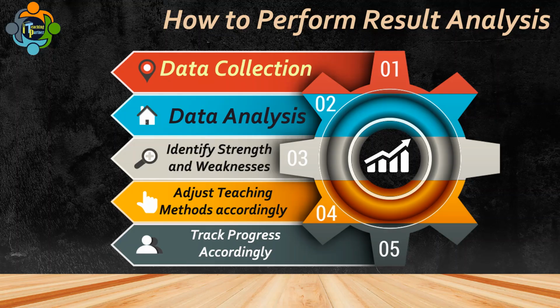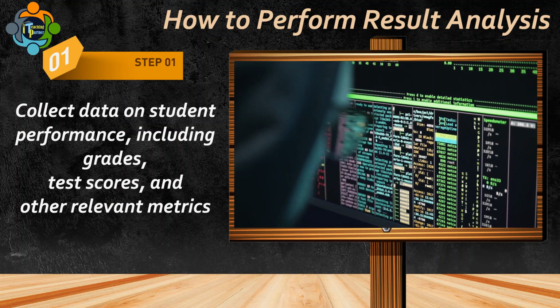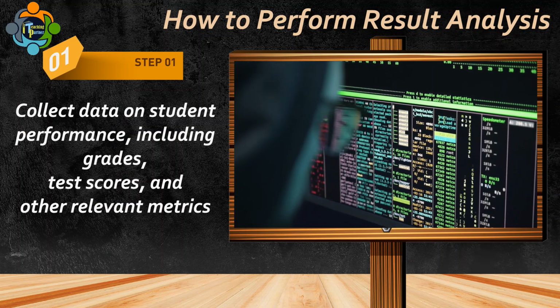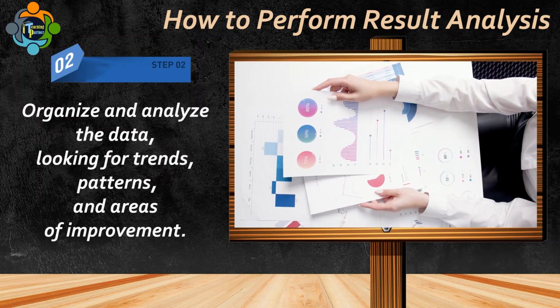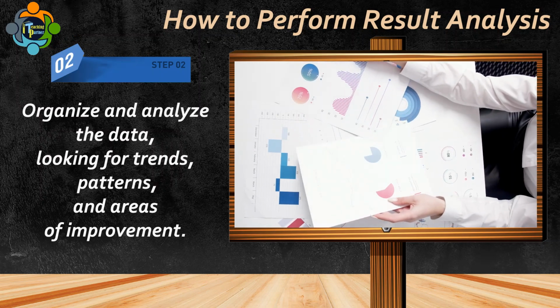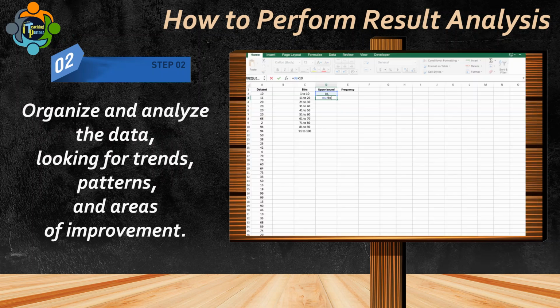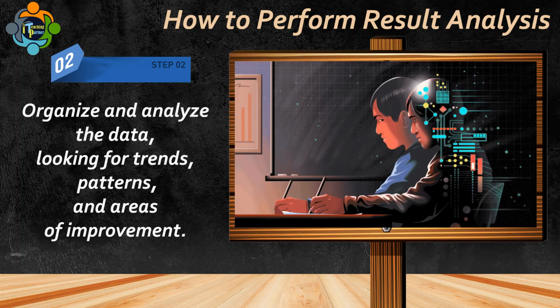Let's talk about the steps to perform result analysis. Step number one, collect data on a student's performance, including grades, test scores, and other relevant metrics. Number two, organize and analyze the data, looking for trends, patterns, and areas of improvement. You can use spreadsheets for this purpose, or you can also use AI tools to organize and analyze very quickly and correctly. I will share some links in the description.